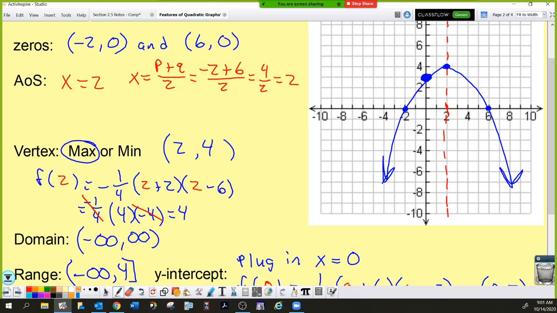So now the last thing we have to list is increasing, decreasing. If you were riding this roller coaster to the left of the axis of symmetry, do you have to draw the roller coaster car every single time? No. I'm doing it because I think it helps. If you were riding this roller coaster right now, would you be going up or down? Up. So to the left of the axis of symmetry, you're increasing. To the right of the axis of symmetry, you are decreasing.